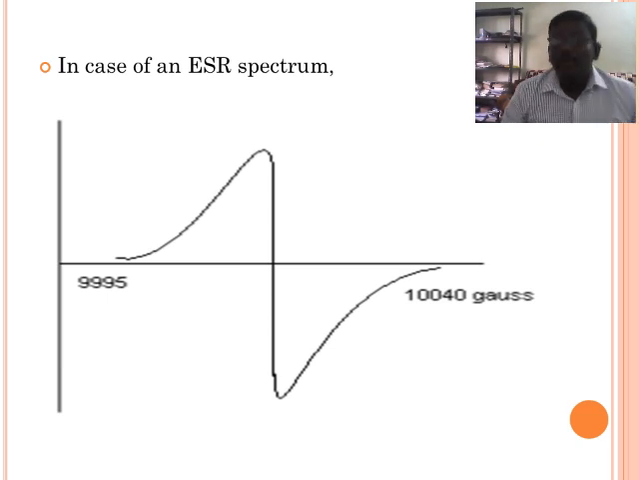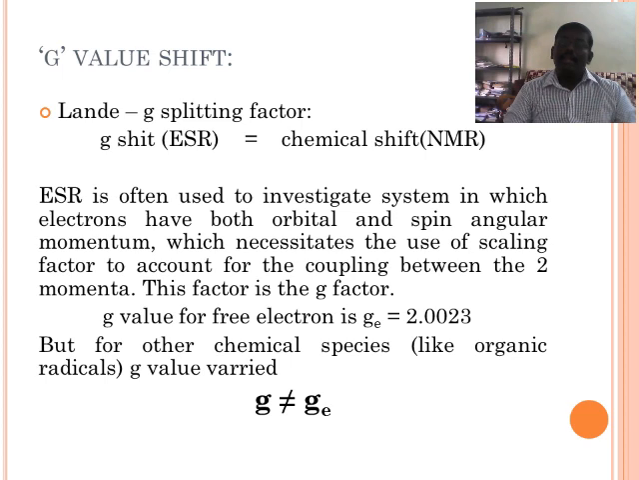Here is another important topic: g value shift. What is g value shift? The g splitting factor and g shift are for ESR, and NMR has chemical shift. ESR is g shift, NMR is chemical shift. ESR is often used to investigate systems in which electrons have both orbital and spin angular momentum, which necessitates the use of scaling factors to account for the coupling between the two momenta. This factor is the g factor.